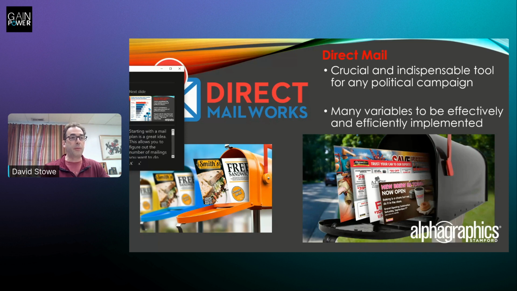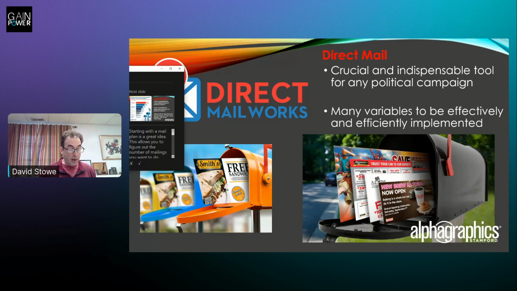But now let's get into direct mail, which is probably the most complicated space when we're talking about physical materials, and there's a lot to know and understand. So starting a mail plan, you want to start with creating a mail plan. This allows you to figure out the number of mailings that you want to do, what the subject matter of those mailings will be, who the audience for each of those mailers will be, and what your budget for the overall mail plan is going to be.